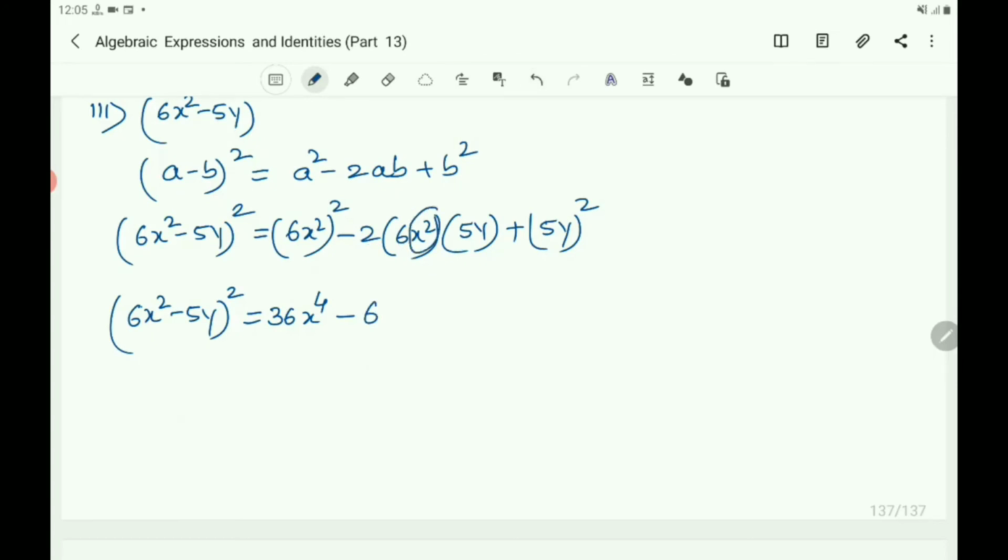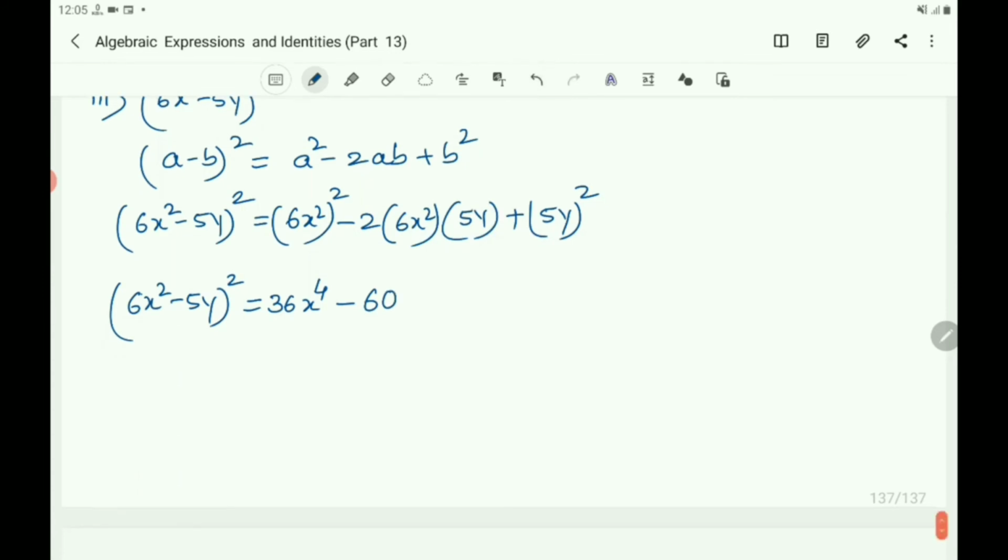60, and x square into y is x square y. So you can write 2 6s are 12, 12 5s are 60, 60x square y plus 5y whole square is 25y square. 5 square is 25, y square you got. Therefore, the expansion of 6x square minus 5y whole square equals 36x power 4 minus 60x square y plus 25y square.